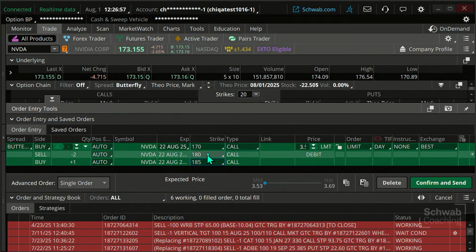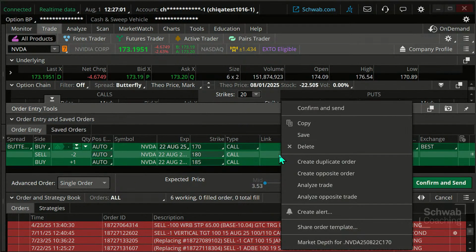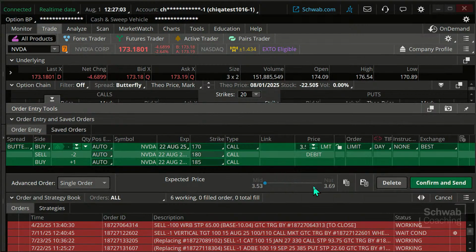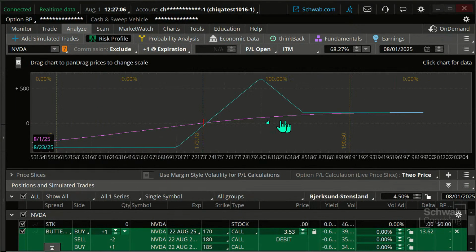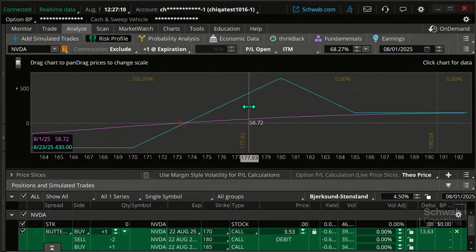And I also shifted the lower call down. Let's just take a look and see what this looks like here. I'm going to analyze this trade. Okay, let's see what it looks like. This is what it looks like. Okay, let me just adjust this so you can kind of see the prices on here. Hopefully you can see that here.